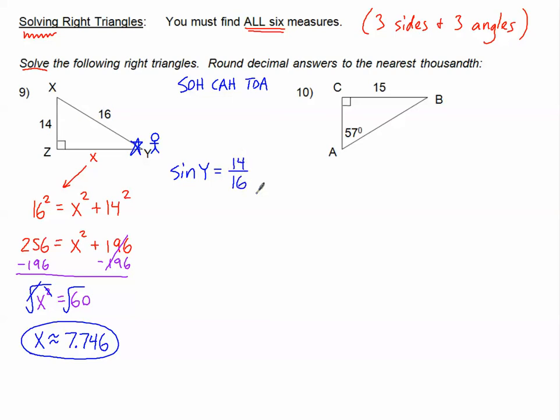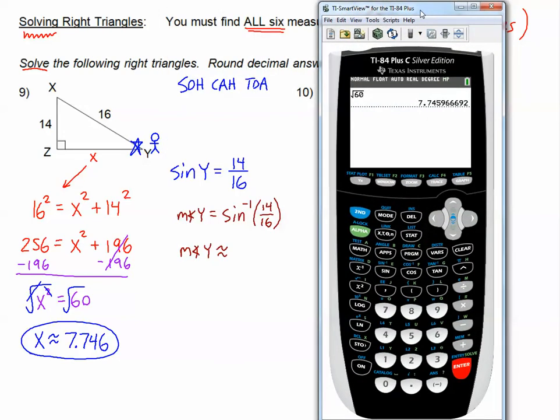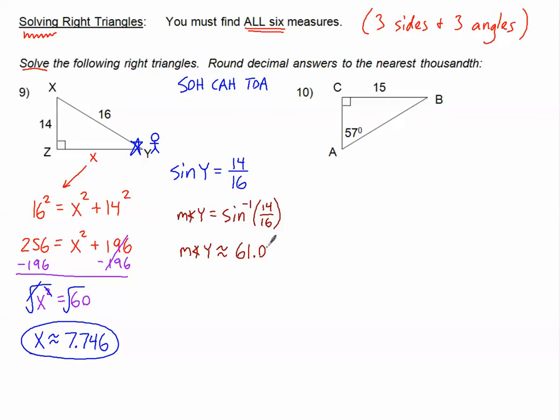I know that this reduces, but that doesn't really matter. My calculator will handle it. I'm looking for angle Y, so the measure of angle Y is equal to, I need to get rid of the sine, so I do inverse sine of my 14/16. The measure of angle Y is going to be approximately whatever this says in our calculator, and let's see what that is. Inverse sine, 14/16. And it looks like our angle is 61.044, but the 9 will bring that 4 up to a 5. 61.045 degrees.